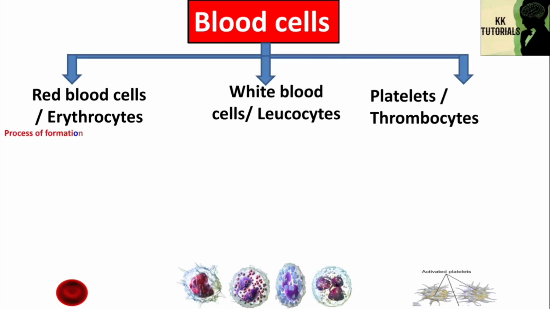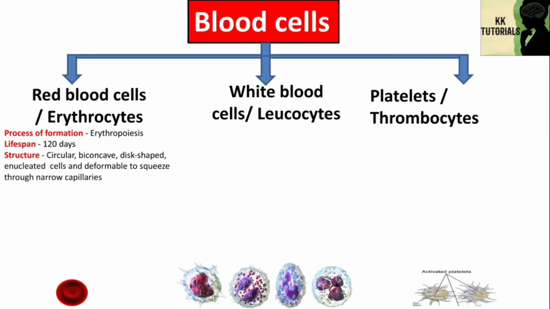The process of formation of erythrocytes, that is RBCs, is called erythropoiesis. The average lifespan of RBCs is 120 days. They are circular, biconcave and enucleated cells. The red color of RBCs is due to an oxygen-carrying pigment, that is hemoglobin. In males, their average number is 5.1 to 5.8 million per cubic mm, and in females, it is about 4.3 to 5.2 million per cubic mm. This is called total RBC count.